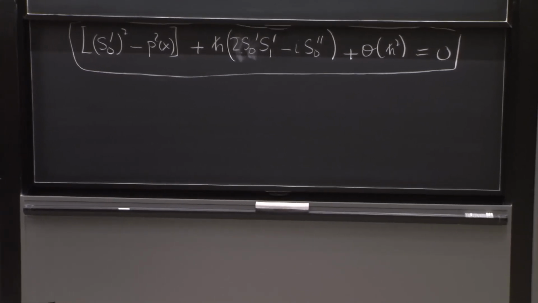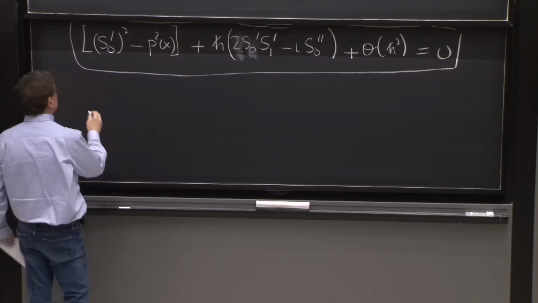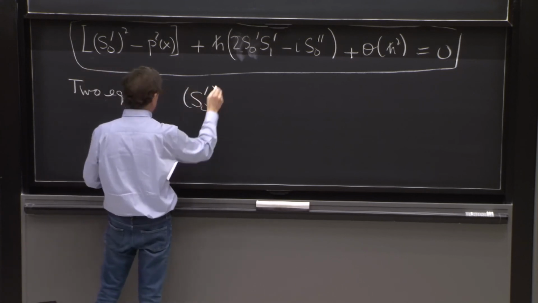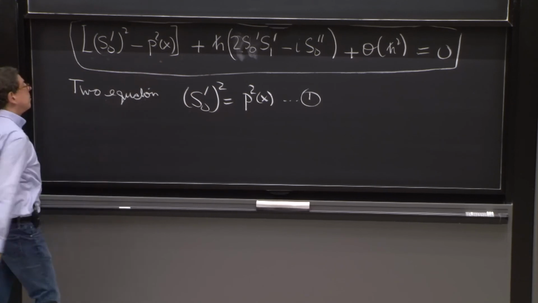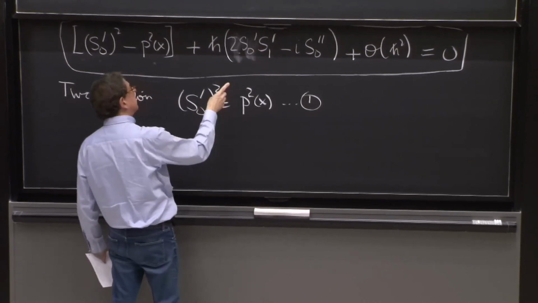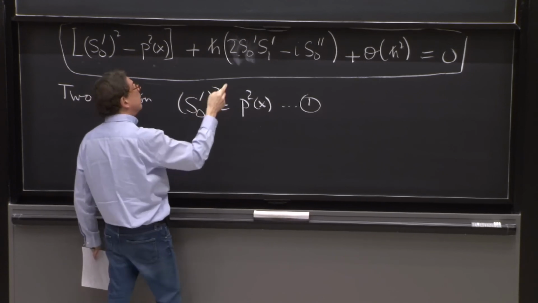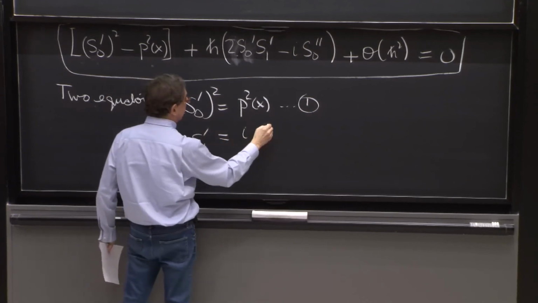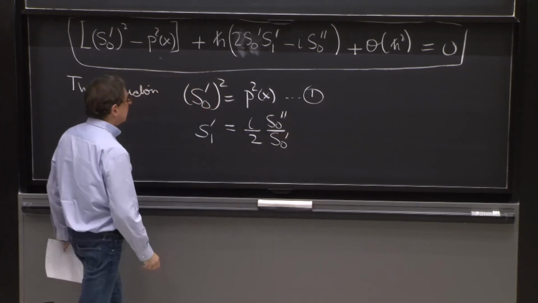So if we're believing in this expansion, the first thing we should say is that each coefficient in the power series of ℏ is 0. So we get two equations. First one is S0' squared is equal to p squared of x. That's this term equal to 0. And here we write it in a way that we solve for the unknown. Supposedly from this first equation we can solve for S0. If you know S0, what you want now to know is S1'. So let's write this as S1' is equal to i S0'' over 2 S0'. So these are my two equations.